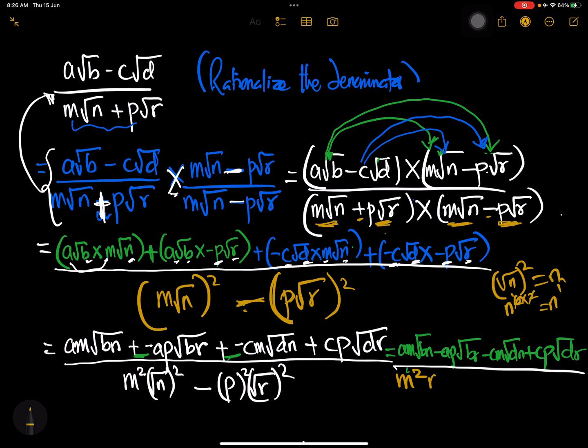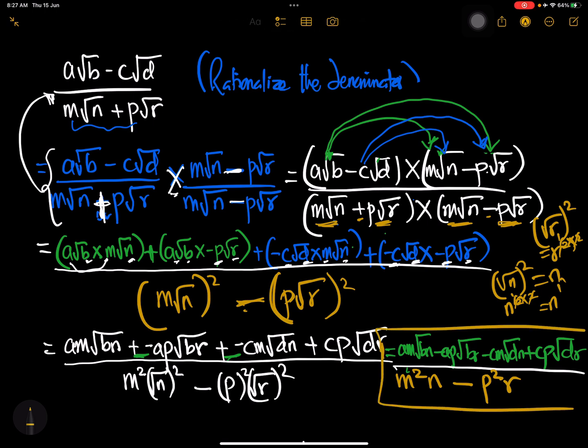So we're going to get n minus p squared, and then we're also going to get what? R. We're going to get r because we know that square root of r squared is the same as r to the power half multiplied by 2, and then you get r. So that's where we get to with our final answer.